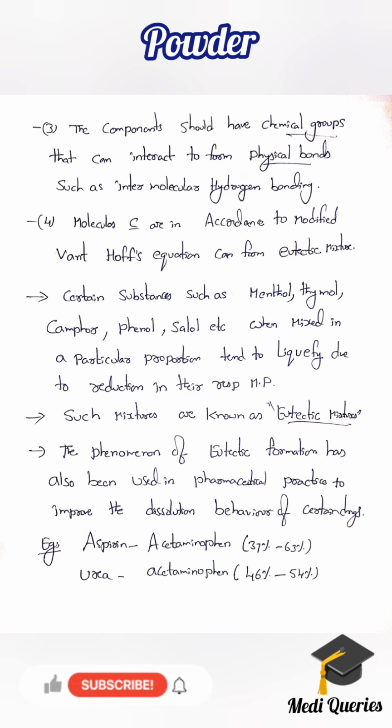And the next type of combination is urea and acetaminophen combination. So here urea in 46% and acetaminophen in 54%. So design the formulation in this proportion, which obviously will improve the dissolution rate of the preparation.